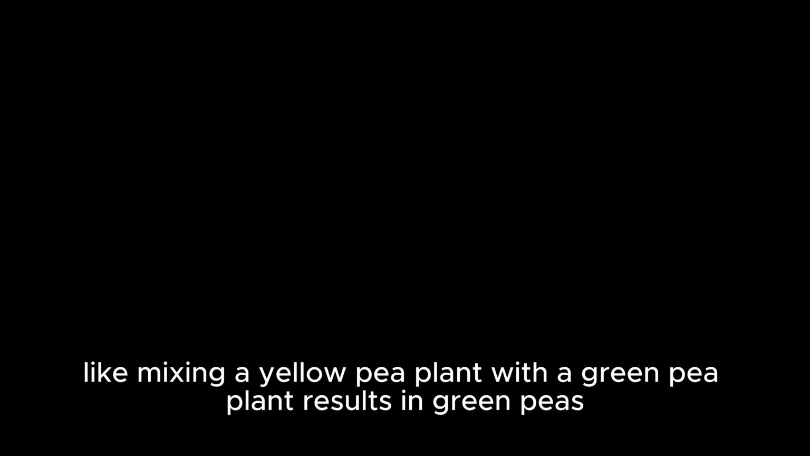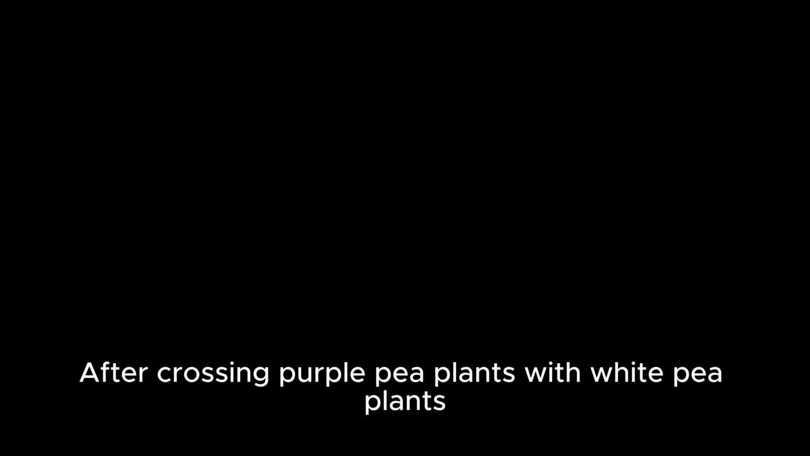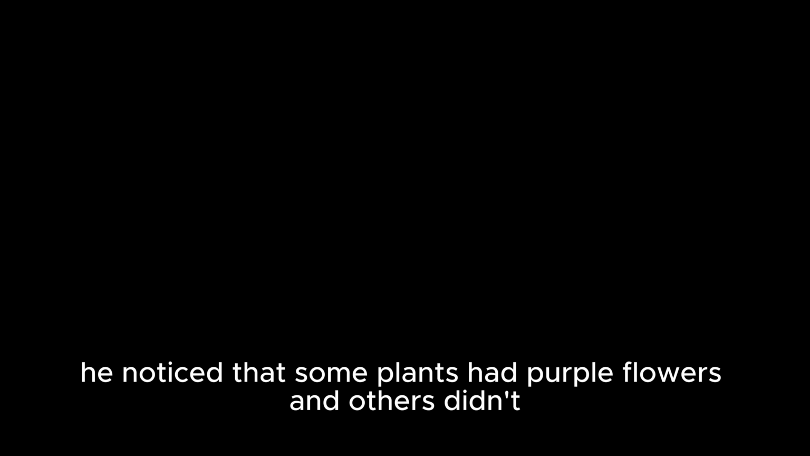Our buddy the monk discovered how these traits are transmitted by experimenting on pea plants, by crossing plants with different traits. He found that some traits blend, like mixing a yellow pea plant with a green pea plant results in green peas. Other traits seem to skip generations. After crossing purple pea plants with white pea plants, he noticed that some plants had purple flowers and others didn't. What was really fascinating was that some traits seemed to disappear, like white flowers. Then they would pop back up again in later generations.